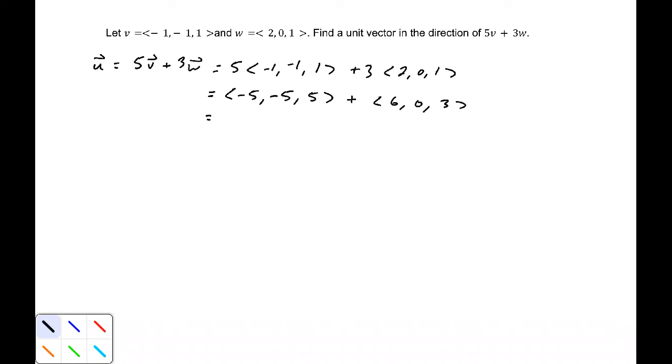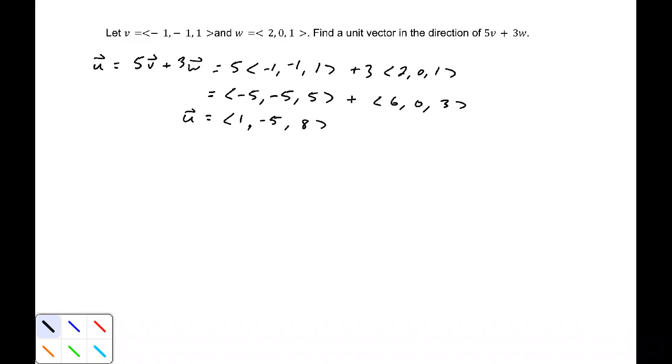So we'll have -5 plus 6 makes our x component 1. Our y component will be -5 plus 0, which will be -5. And our z component will be 5 plus 3, or 8. All right, so the vector that has the direction of 5v plus 3w is 1, -5, 8.